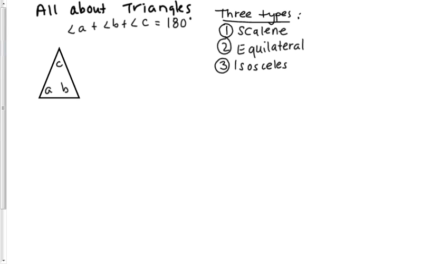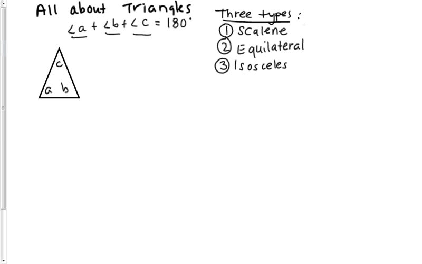Today I want to talk to you about triangles. A lot of these properties you're probably already familiar with, but just in case, all the angles of a triangle add up to be 180 degrees. So angle A plus angle B plus angle C equals 180 degrees. Also, the shortest side is always opposite the smallest interior angle, and the longest side is always opposite the largest interior angle.